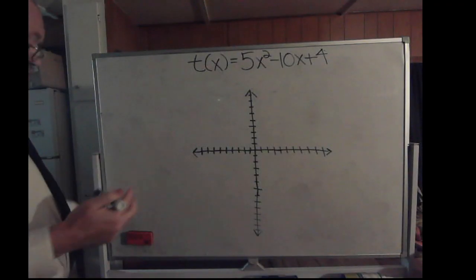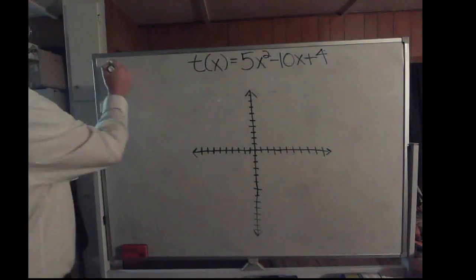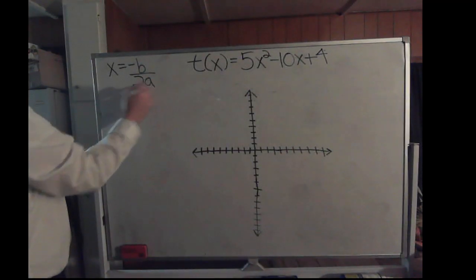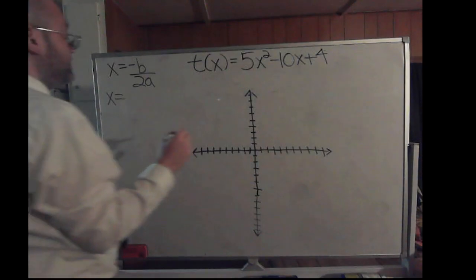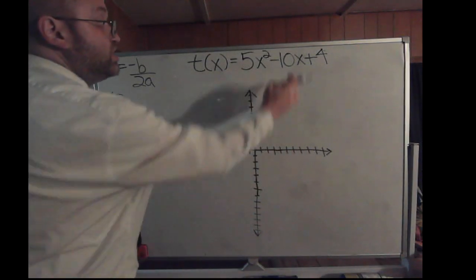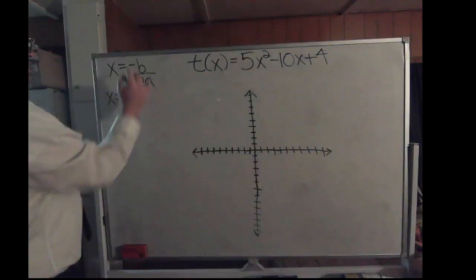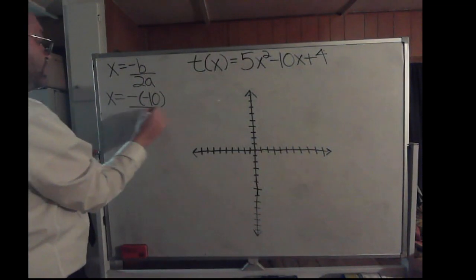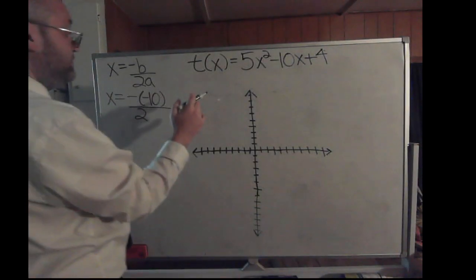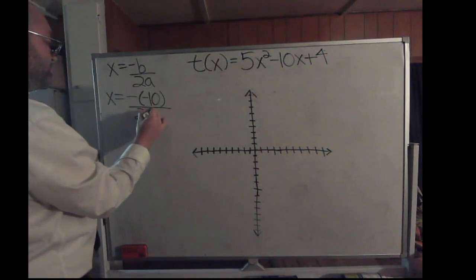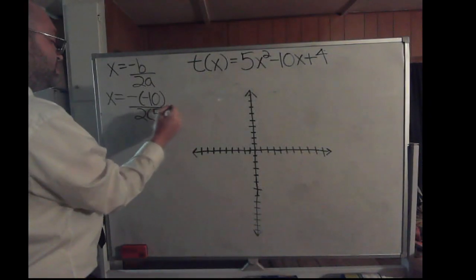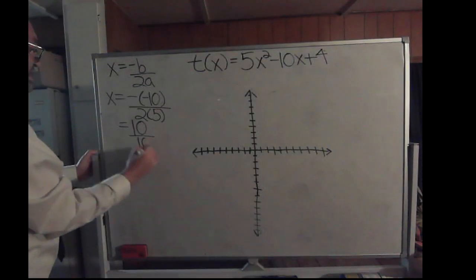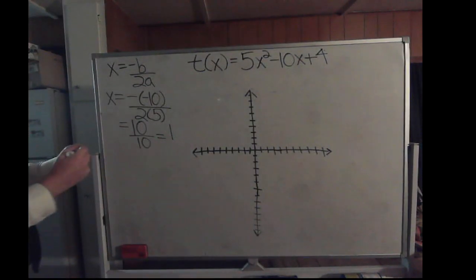So start by finding the coordinate of your vertex. Start with x is equal to negative b over 2a. Well, in this case, your b coefficient, which is the coefficient on the x to the first term, negative b, would be the negative of negative 10, over 2 times your a coefficient, which would be the coefficient on the x squared term, over 2 times 5. Well, negative negative 10, that's going to be 10. Over 2 times 5 is 10. That means x equals 1.